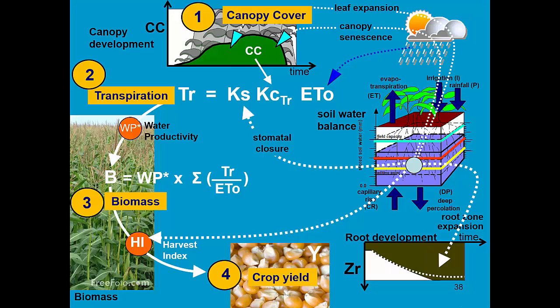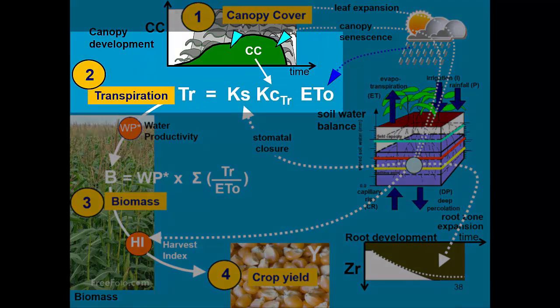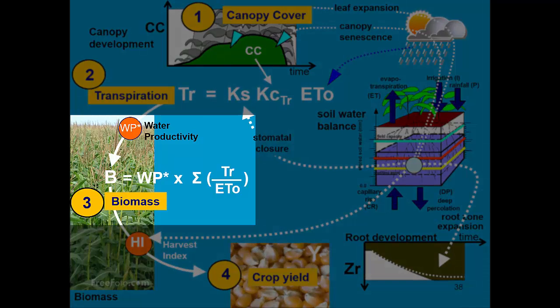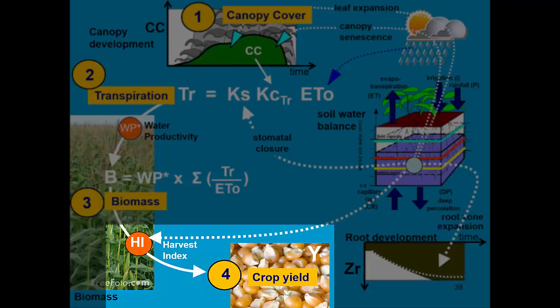To summarize this presentation, we can clearly see in this slide that AquaCrop simulates crop yield in 4 steps. Step number 1, canopy cover. Once canopy cover is known, transpiration is simulated by considering the CC. Biomass is derived from transpiration with the help of the normalized water productivity. Finally, in step 4, crop yield is derived from biomass by means of the harvest index.